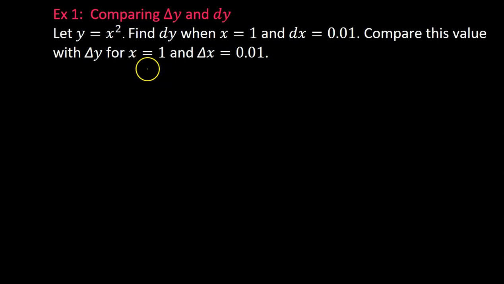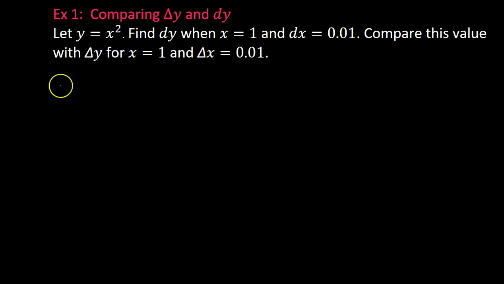For example 1, we are comparing delta y and dy. In other words, we are comparing the actual change in y with the linear approximation. So let y equal x squared. Find dy when x equals 1 and dx is 0.01. Compare this value with delta y for x equals 1 and delta x equals 0.01.